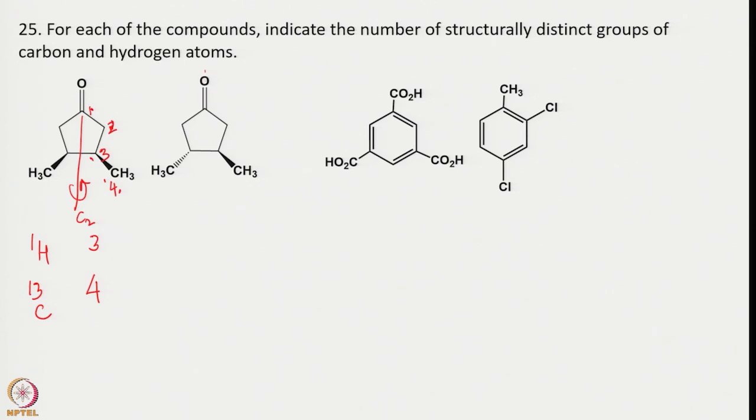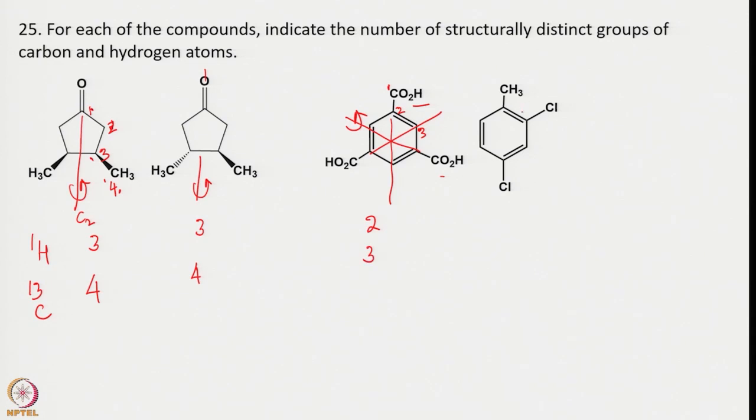Whereas in this case, again, very similar here. This one is very similar to the previous one we discussed. So we have H here and then this one here. So that means 2 signals are anticipated in case of 1H NMR, and also here 3 signals are expected in case of 13C.